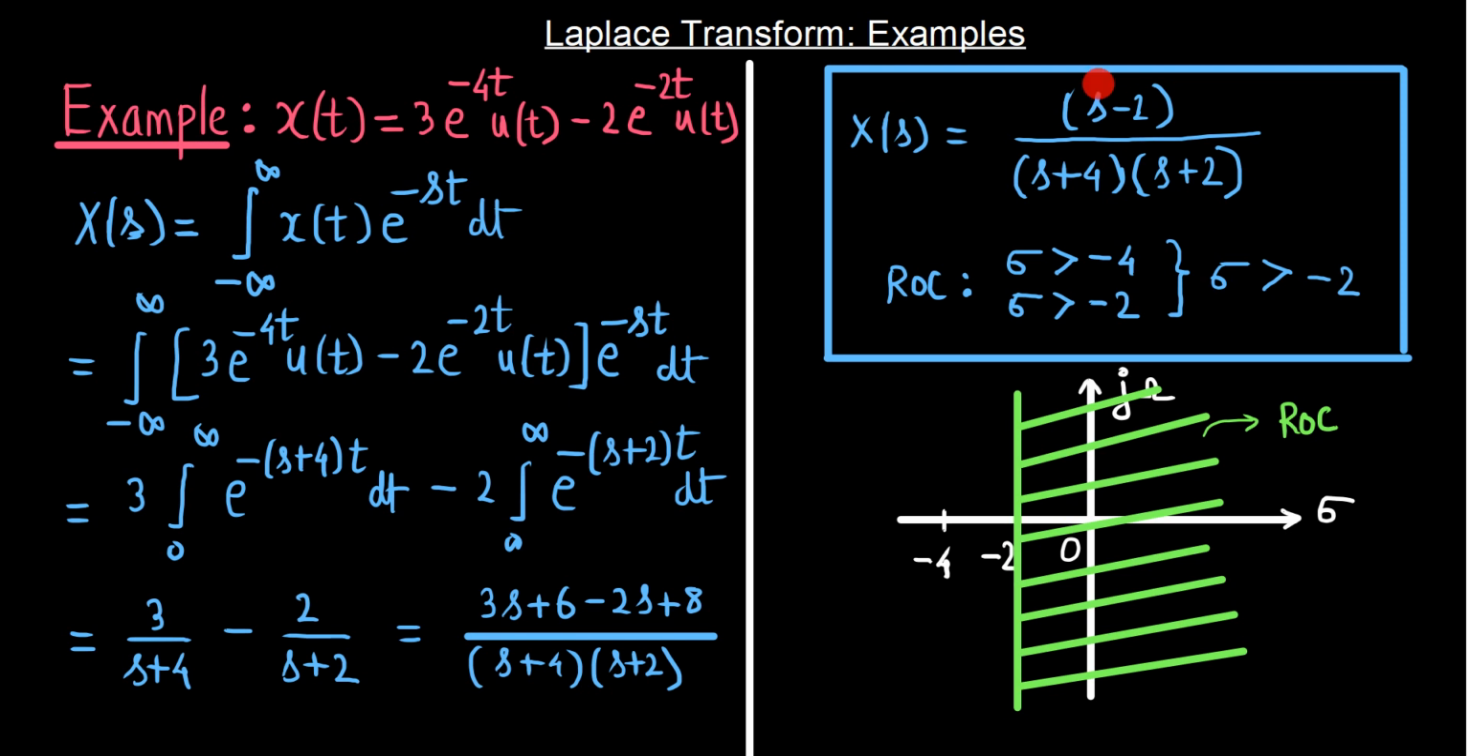Now as we have this ratio of polynomials, we may find their roots, and the roots of the numerator are called zeros. What I mean by that is, if I equate the numerator polynomial to 0, what I get is s equals 2. And if I substitute s as 2, you may see that 2 minus 2 cancels, and x of s is going to be 0. Therefore, the value of s for which this expression turns out to be 0 is called a zero.